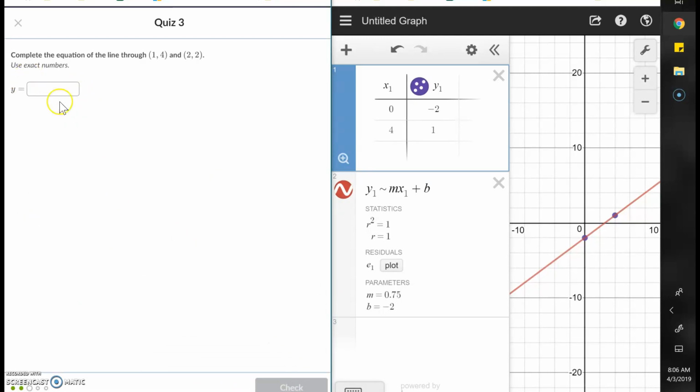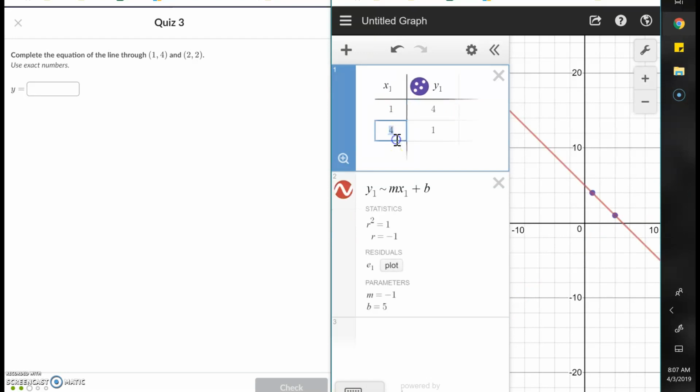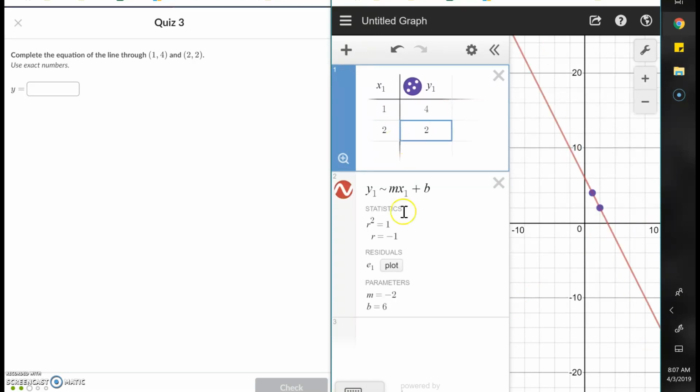On to question 3. Complete the equation of a line through these coordinate points. Let's go ahead and punch those in the table and let Desmos do the rest. 2, 2. And then we got our m and our b value. So we got y equals the m value, -2, times x, plus the b value, 6. Done.